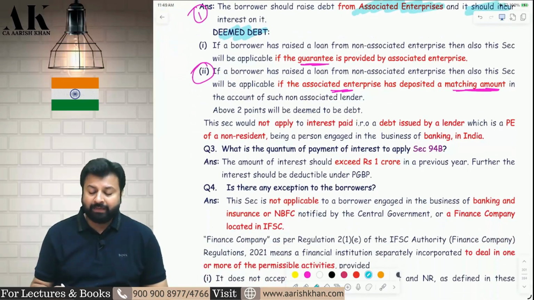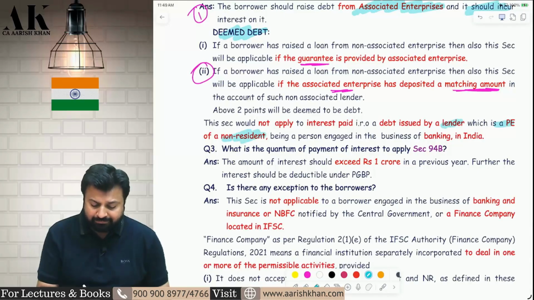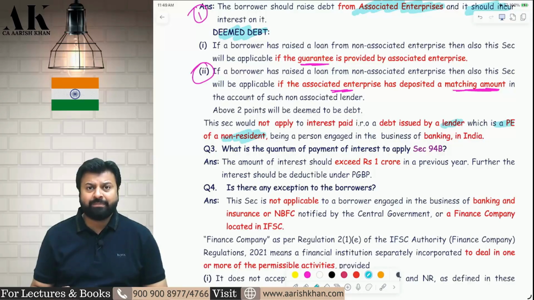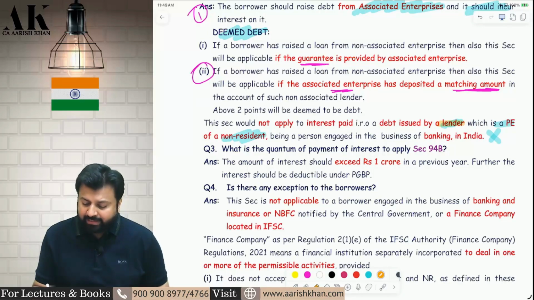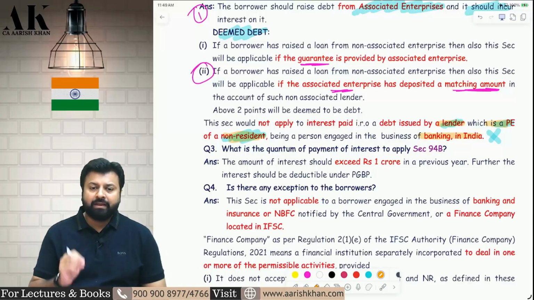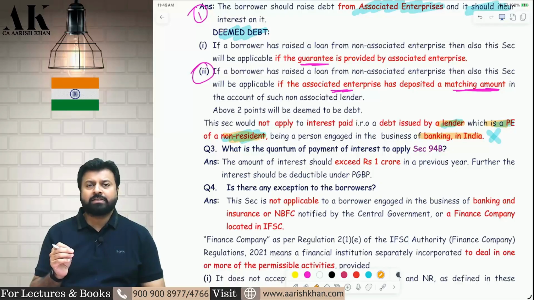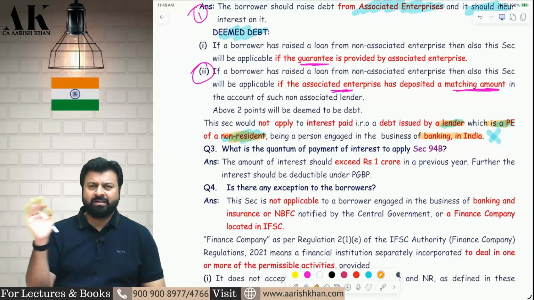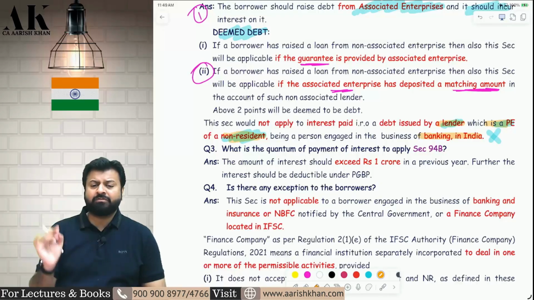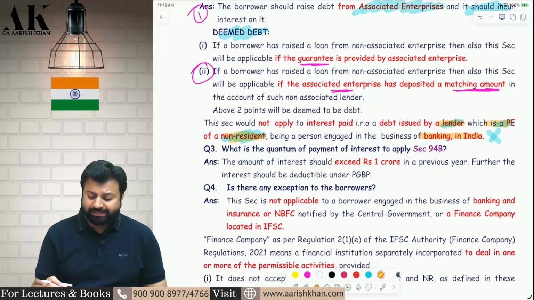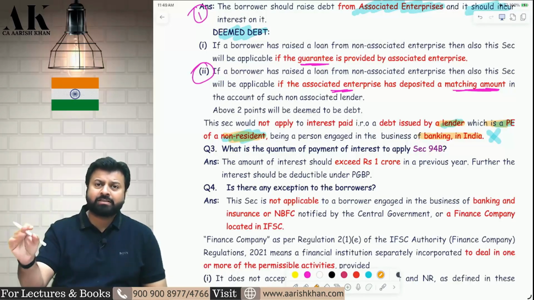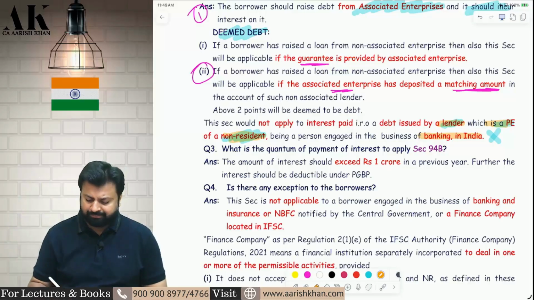In one case, it is not applicable. If the lender is Citibank India, then the provision will not apply. Sir, why are you using the words Citibank India? Because the wording over here is: if the lender is a PE of a non-resident which is doing banking business in India. That's the reason I am saying Citibank India. If the lender is, say, Barclays India, Bank of America India, Bank of Germany India, Standard Chartered India, HSBC India, then this provision shall not apply, because it is written that if the lender is a permanent establishment of a non-resident who is doing banking business in India, then this provision shall not apply. I hope it is clear.